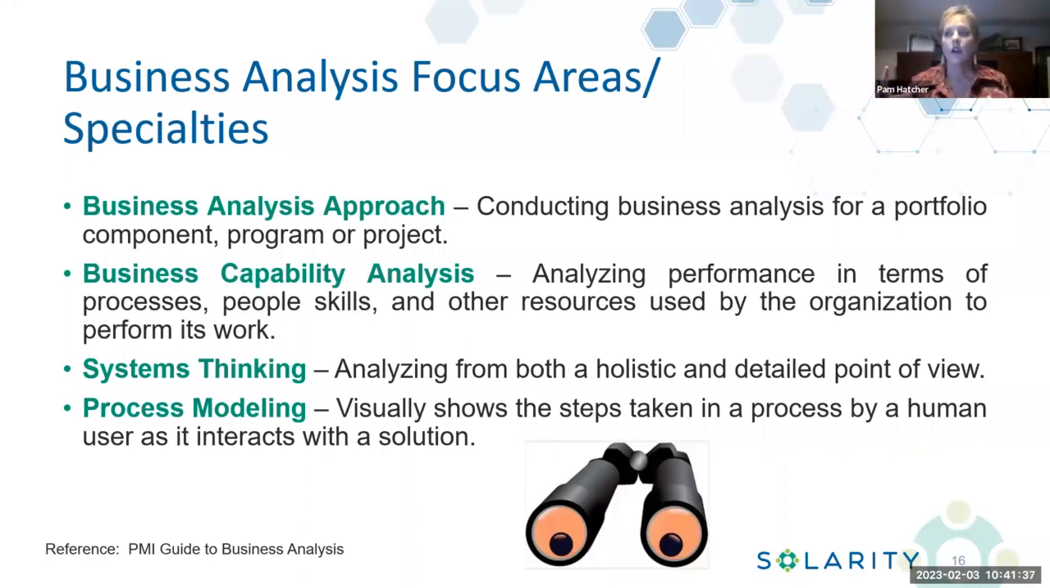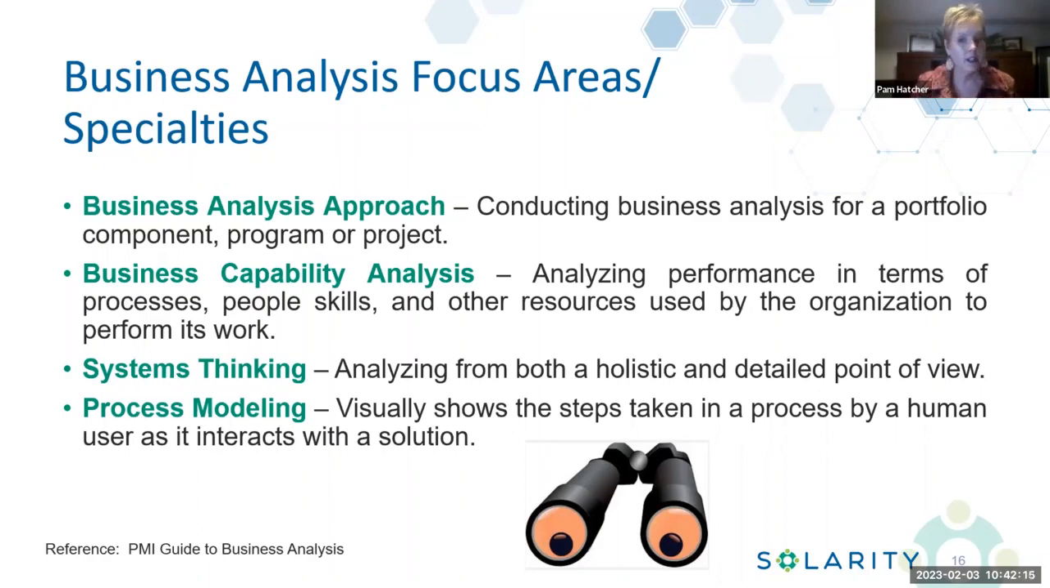So here, what we mean by focus areas or specialties is just that, right? So knowing that you need to figure out what business analysis approach, you identify organization, business needs and opportunities, and then conduct what's appropriate within that approach. We want you to understand that business capability analysis defines and models policies and market approaches. So what really can we do as an organization to perform the work that we need to do?